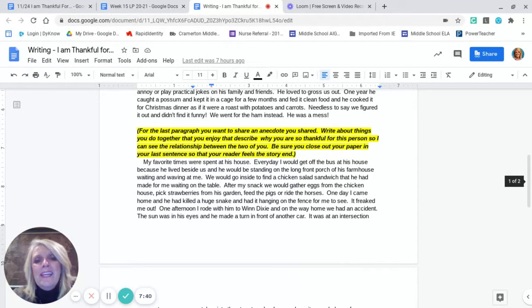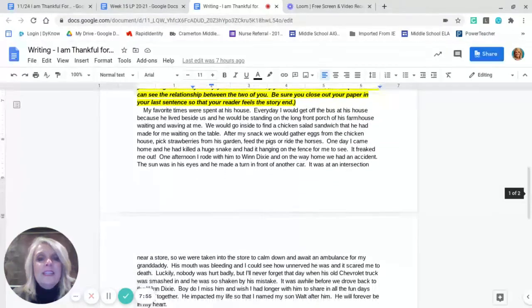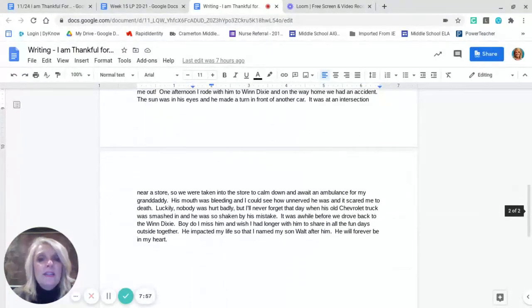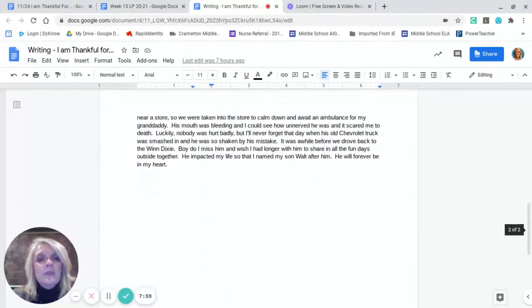One day I came home and he had killed this huge snake and had it hanging on the fence for me to see. It freaked me out. It's one of those gross things he liked to do. One afternoon, I rode with him to the Winn-Dixie, and on the way home, we had an accident. The sun was in his eyes, and he made a turn in front of another car. It was at an intersection near a store.